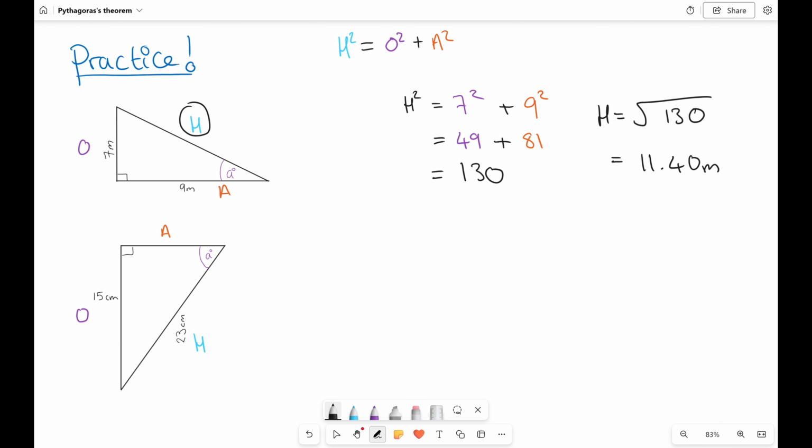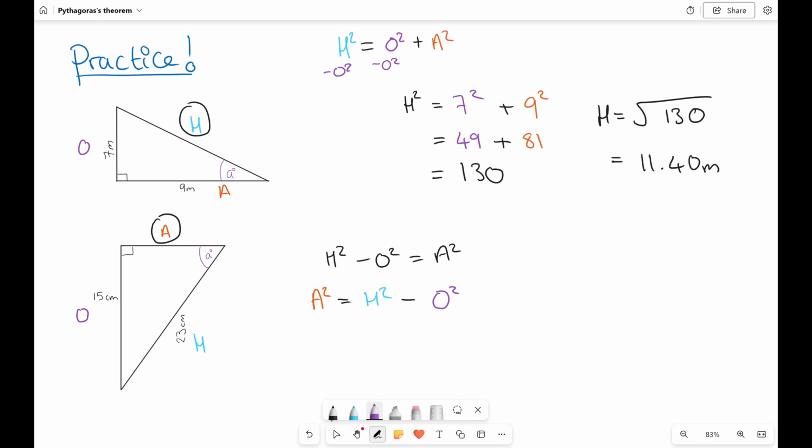Okay, so the next one we actually have to find the adjacent. So we're going to need to use subject of the formula. If you need to know what subject of the formula is, comment below and I'll make a video on that. So to do this, we're going to quickly change the formula. We're going to do minus o squared on both sides. So the formula is now h squared minus o squared is equal to a squared.